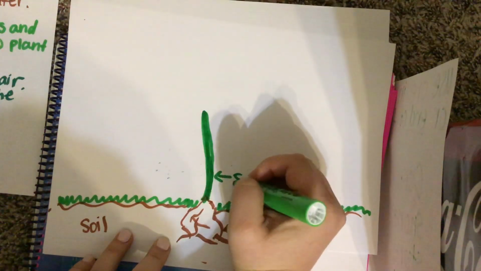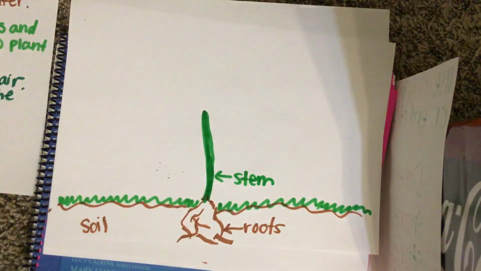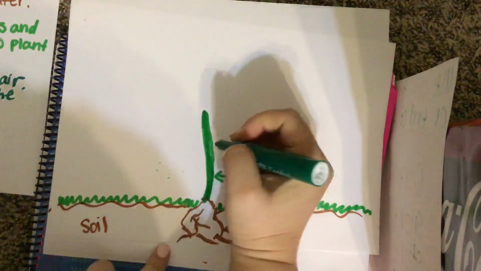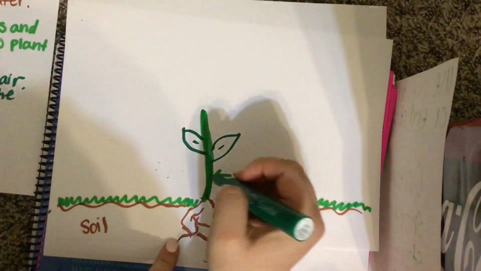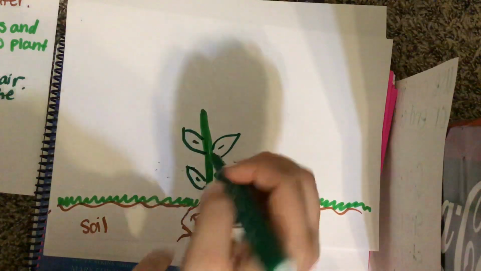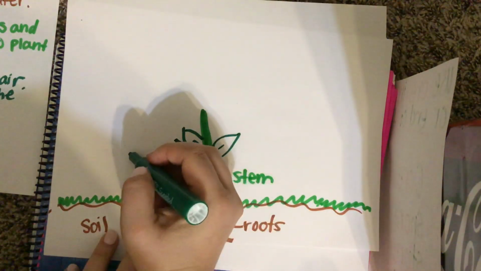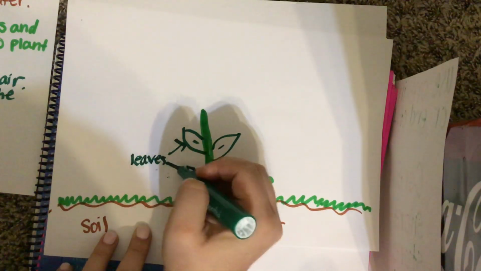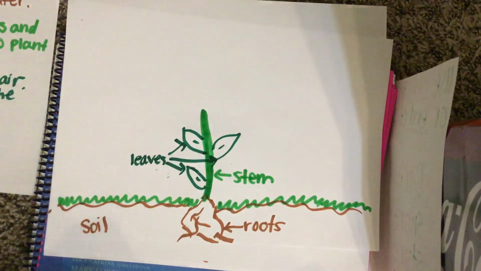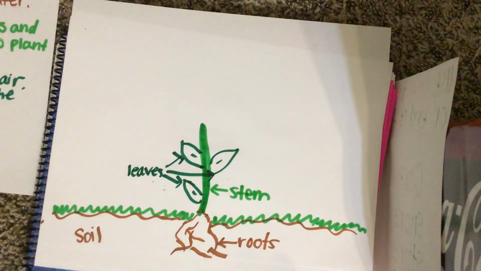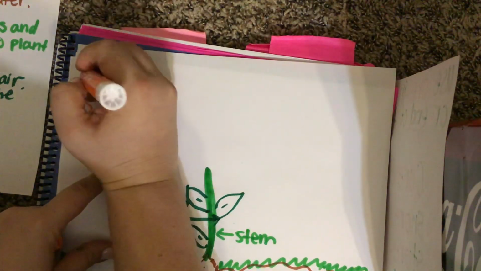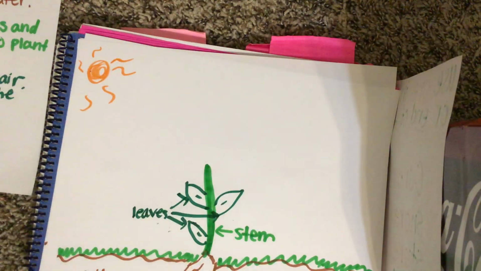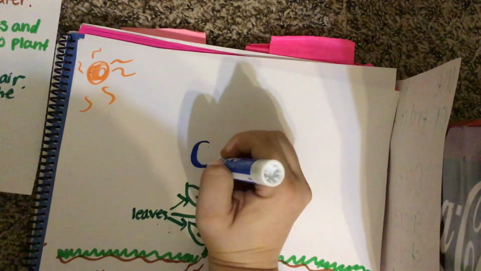Here's my stem, so I'm going to label that so I know what it is. And then I need to remember my leaves, because these leaves play an important role, just like we talked about. They help us get the sunlight so that the leaves can make the food for the plant. So here is my leaves. I don't want to forget my main source from the sun, so I'm going to draw that at the top. And then I have my flower at the top.